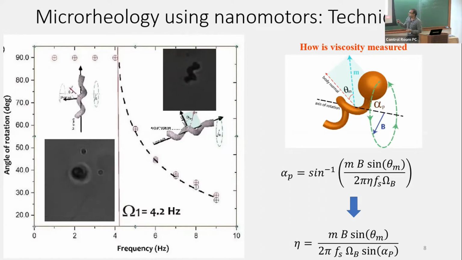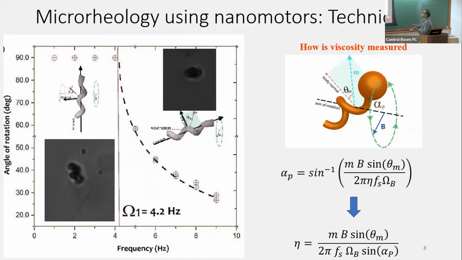Whenever there is precession, we can measure the angle of precession, and that is the part over here. This is alpha p, the angle of precession, and it follows a sine inverse curve, as you can see over here. The sine inverse depends on multiple parameters, and we know all of them. One is the magnetic moment that our nanomotors have. B is the applied magnetic field. Theta m is the angle between the magnetic moment and the body normal. 2 pi fs is a geometric drag coefficient, a geometric factor. Eta is the viscosity of the fluid, and omega b is the actuation frequency that we plot over here.